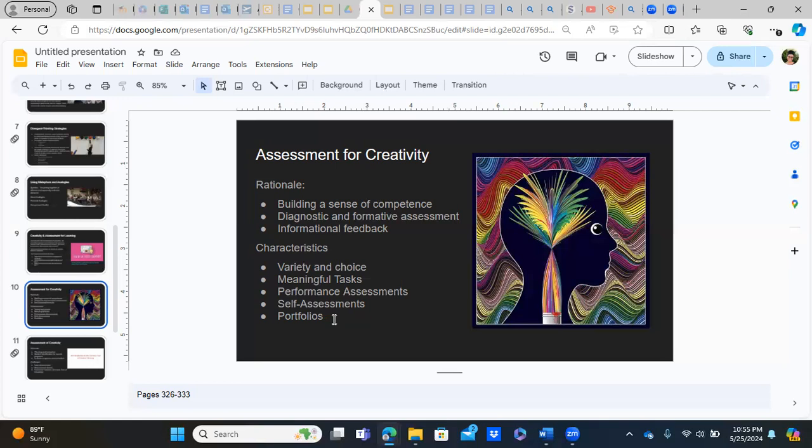I have found that gifted students really enjoy building a body of work. They enjoy building a portfolio. They like seeing their progress over time. So this can be done in any content area, and it is a really meaningful way to let our students chart their creative growth and their content knowledge acquisition growth as well.